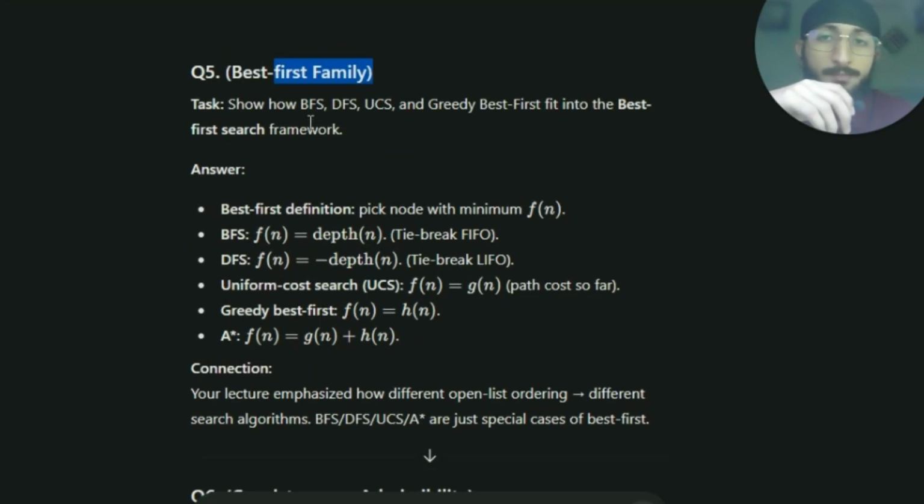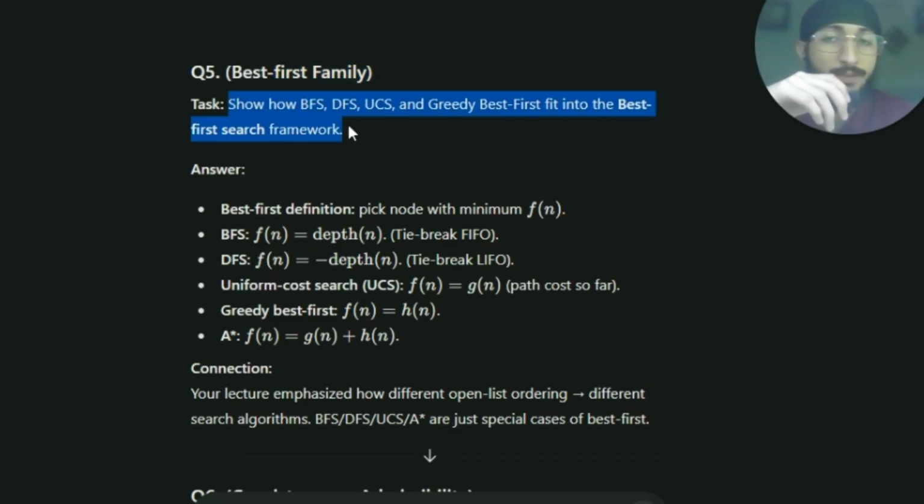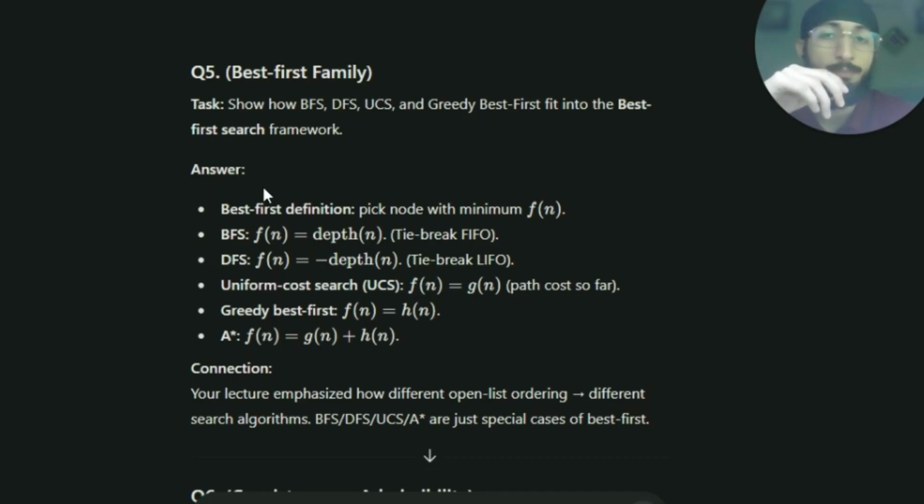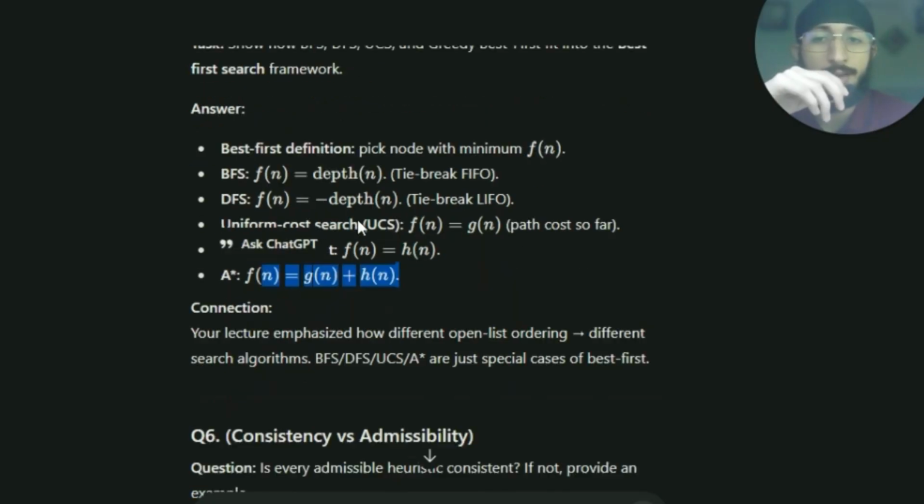Now the best-first family: show how BFS, DFS, UCS and greedy best-first fit into the best-first search framework. So the best-first definition is to pick the node with minimum f(n). For BFS, f(n) is equal to depth(n), tie-break FIFO. DFS is f(n) equal to minus depth(n), tie-break LIFO, last in first out, and this is first in first out. Then uniform cost search, UCS, f(n) is equal to g(n), the path cost so far. Then we have greedy best-first, f(n) is equal to h(n). A star is f(n) equal to g(n) plus h(n), right?